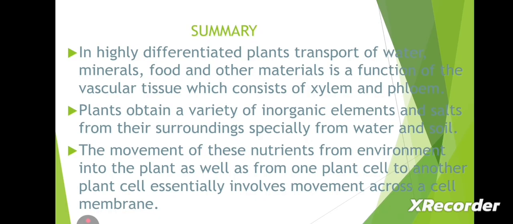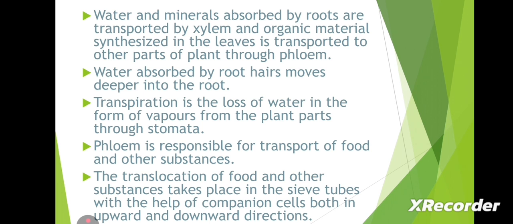Now, the summary of the chapter. In highly differentiated plants, transport of water, minerals, food, and other materials is a function of the vascular tissue, which consists of xylem and phloem. Plants obtain a variety of inorganic elements from their surroundings, especially from water and soil. The movement of these nutrients from the environment into the plant, as well as from one plant cell to another plant cell, essentially involves movement across a cell membrane. Water and minerals absorbed by roots are transported by xylem, and organic material synthesized in the leaves is transported to other parts of the plant through phloem.